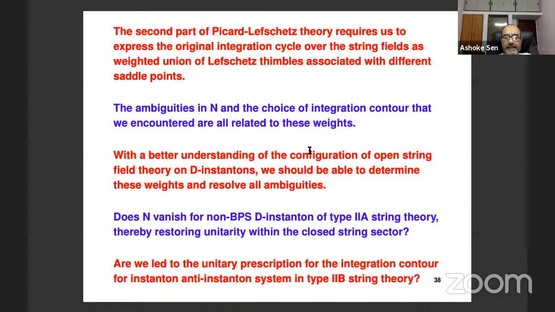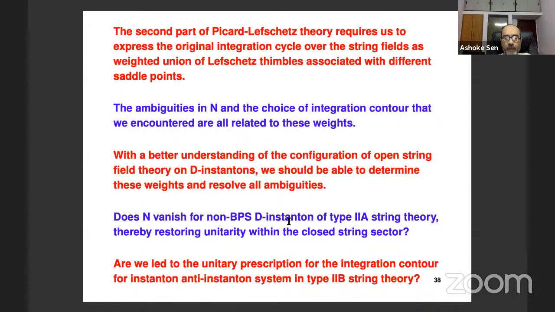So with a better understanding of the configuration of open string field theory on D-instantons, we should be able to determine these weights and resolve all the ambiguities. It's not that string theory is intrinsically ambiguous, but you need to have a better understanding of the open string field theory on D-instantons. Once you understand that, we can ask these two questions.